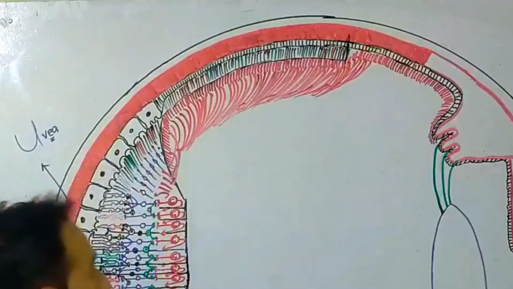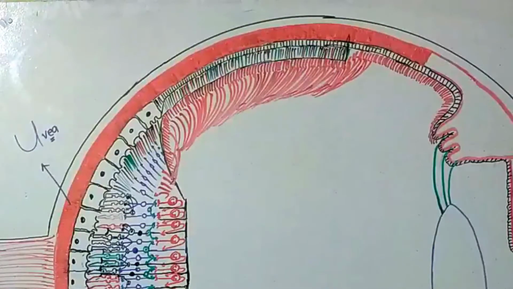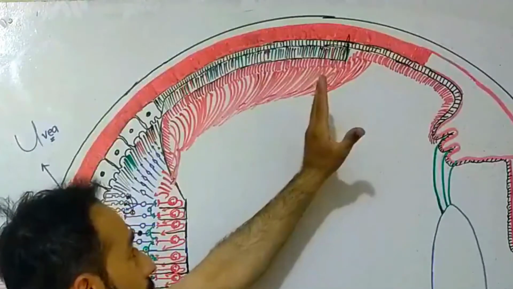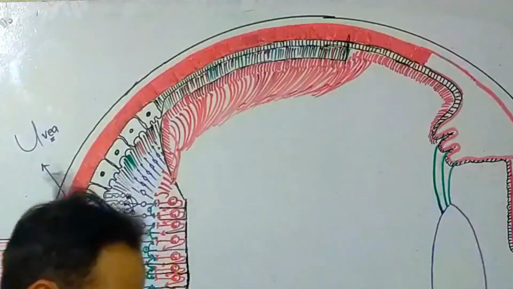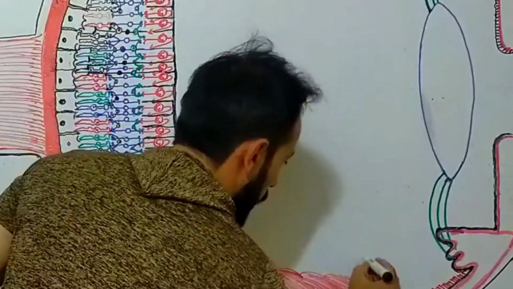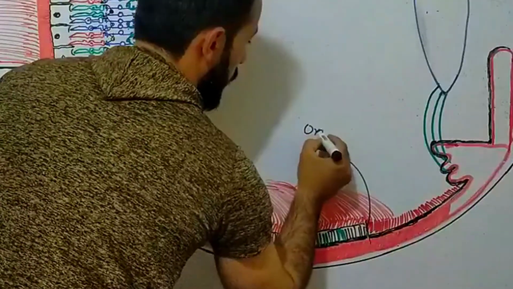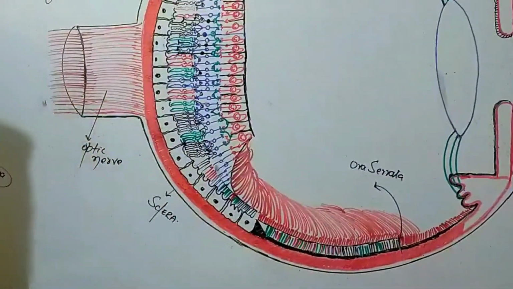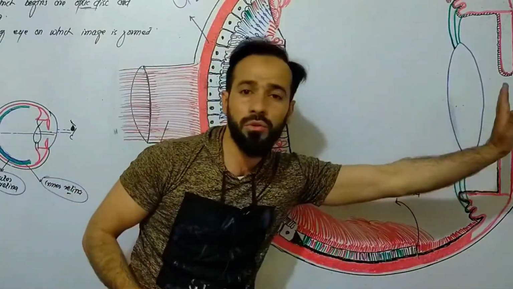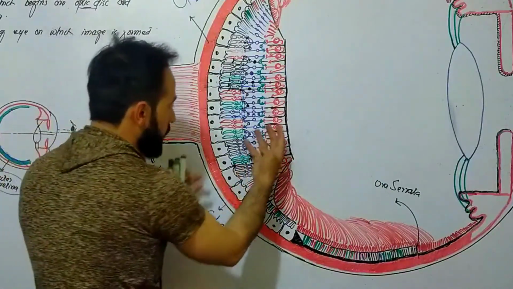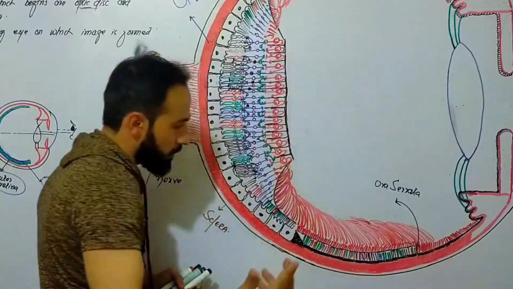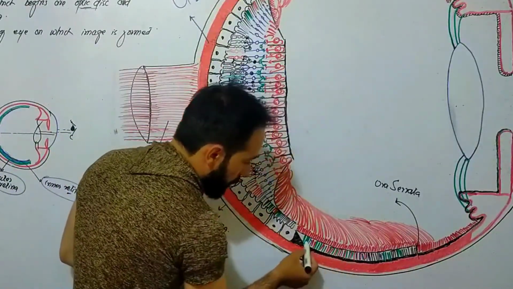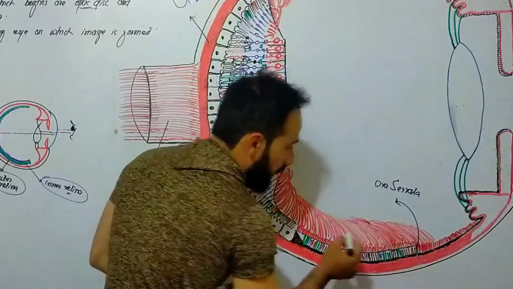here, right? So the point, look carefully, the point where the rods and cones layer will stop and will not go forward, that exact point is called the ora serrata, right? What is ora serrata? Ora serrata is the point where the rods and cones will stop and will not go forward. That's all. Now the retina mainly is composed of how many layers? It is mainly composed of 3 layers. Look carefully. The retinal pigment epithelium, the rods and cones layer, and the neural layer.